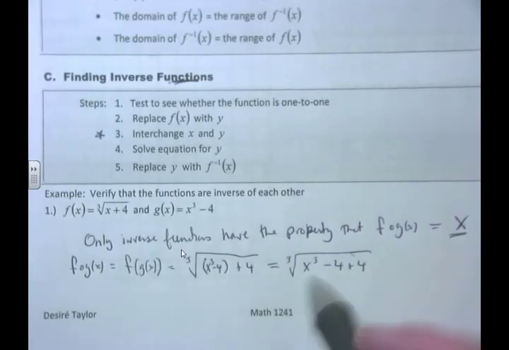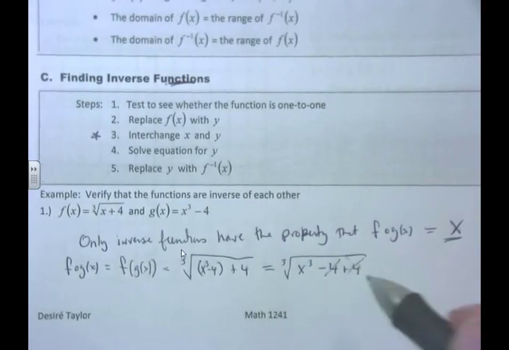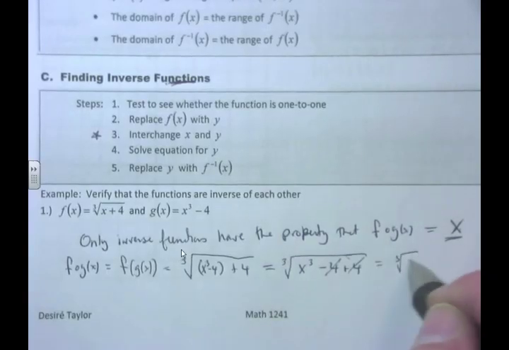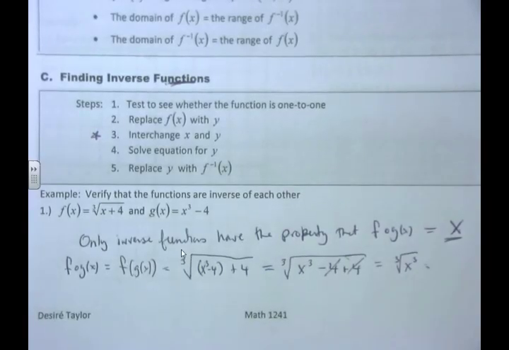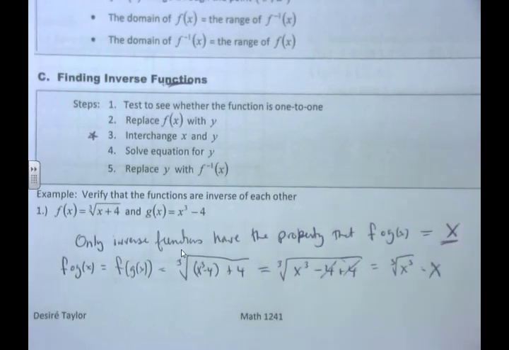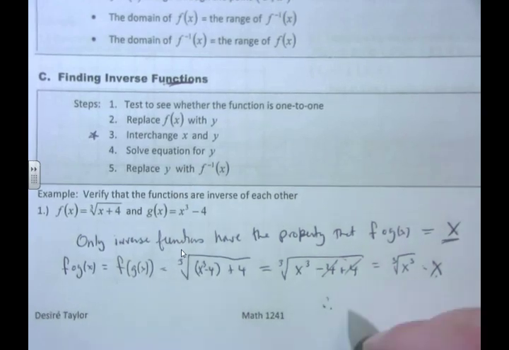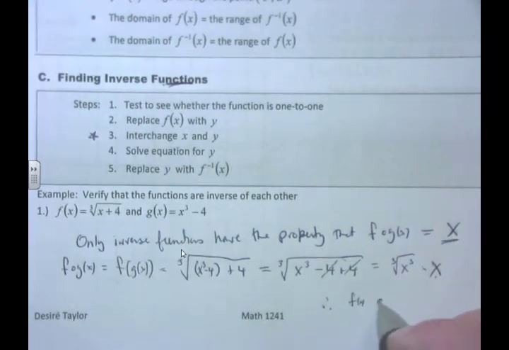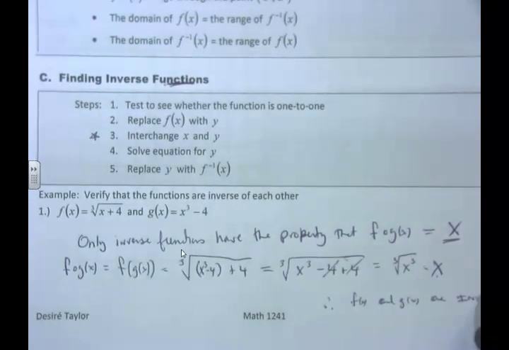Working inside my parentheses, you'll notice that the minus 4 and plus 4 cancel. And I'm left with the cube root of x cubed. The cube root of x cubed cancels, and I'm left with x. And when I get x out of it, I can therefore state that f of x and g of x are inverse functions.